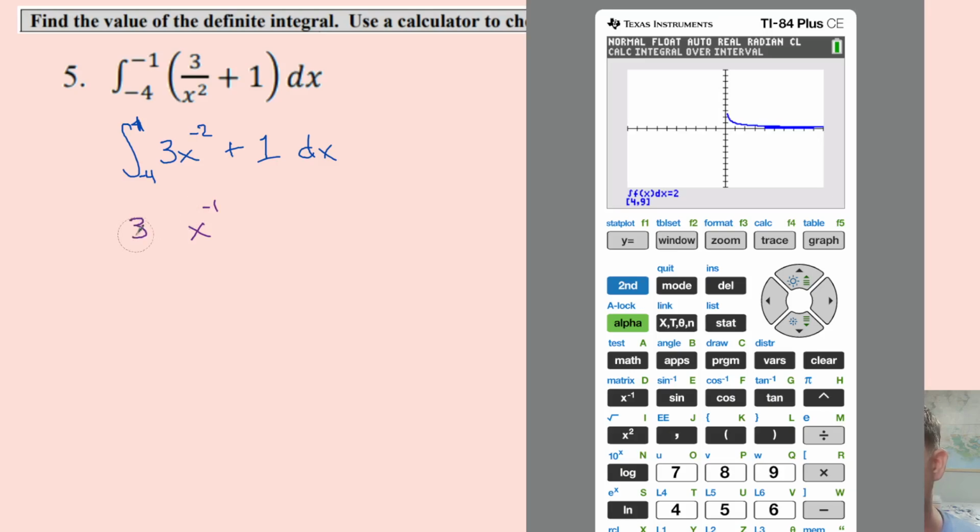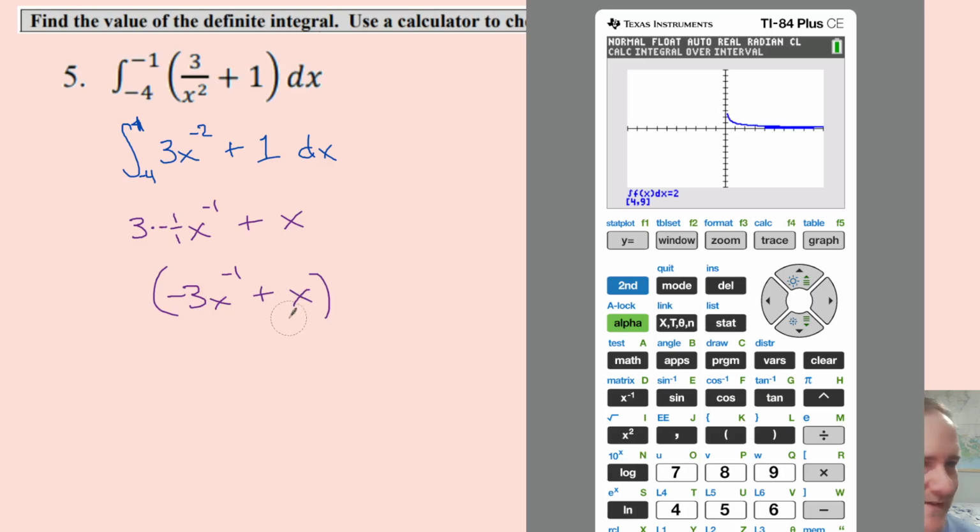Then I'll keep my coefficient of 3, but I'll also multiply by the reciprocal of my new exponent. So that's technically negative 1 over 1. So this guy's antiderivative is going to just be negative 3x to the negative 1, which makes sense. If you differentiate that, you would get a positive 3x to the negative 2. So great, we did it. And the antiderivative of 1 should pretty obviously just be x. I'm not going to walk you guys through that. It's x.